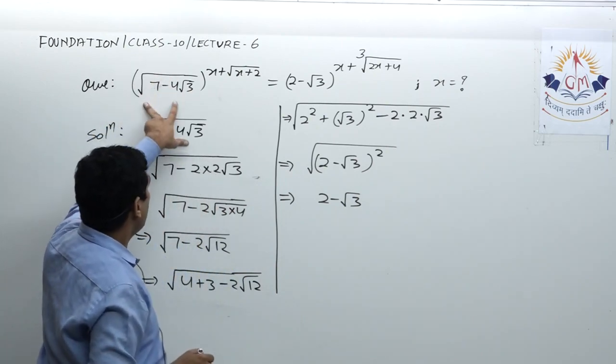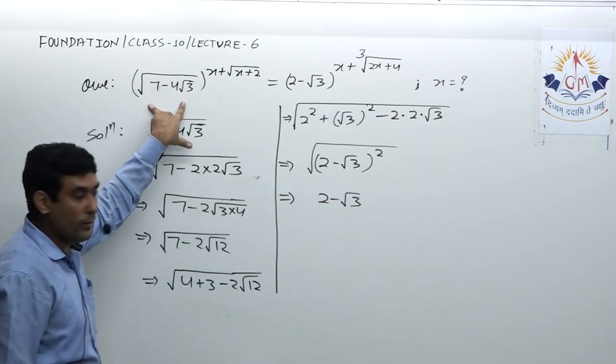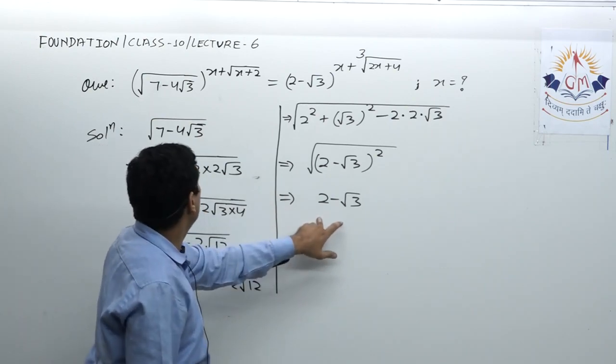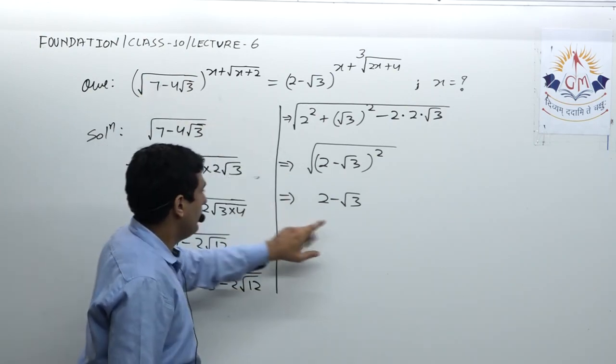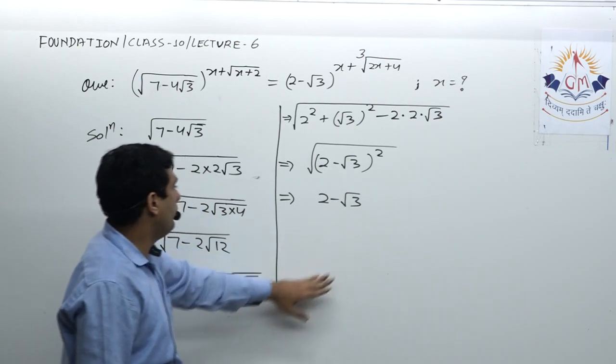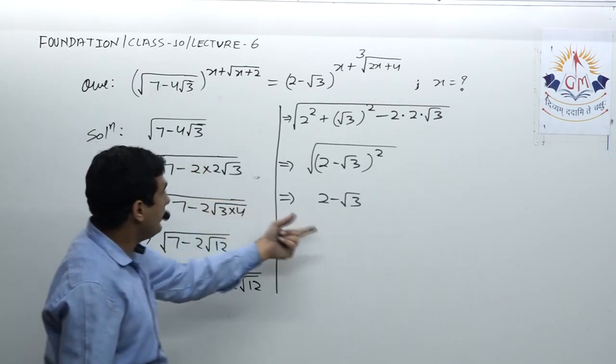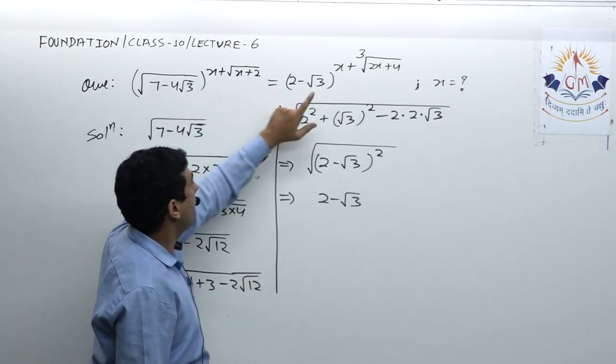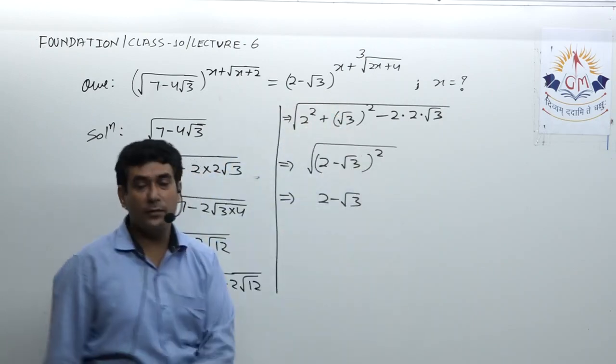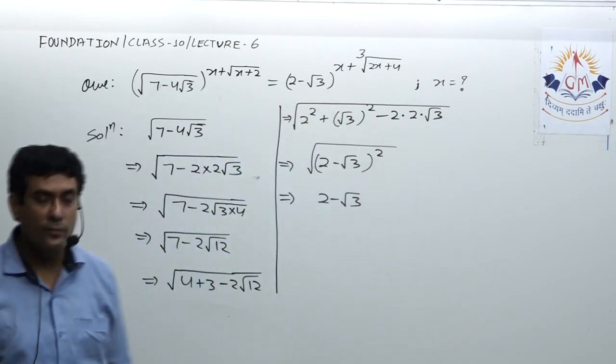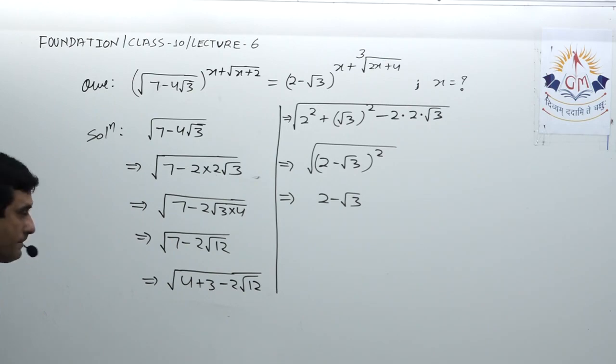So this is the part of the solution. First of all what I did, I got the square root of this, that is 2 minus root 3, because there is a square root sign. So up to this, first of all note it down, then I'll put this value over here, and then by comparing the exponents we'll see how to get the value of the unknown, that is x.